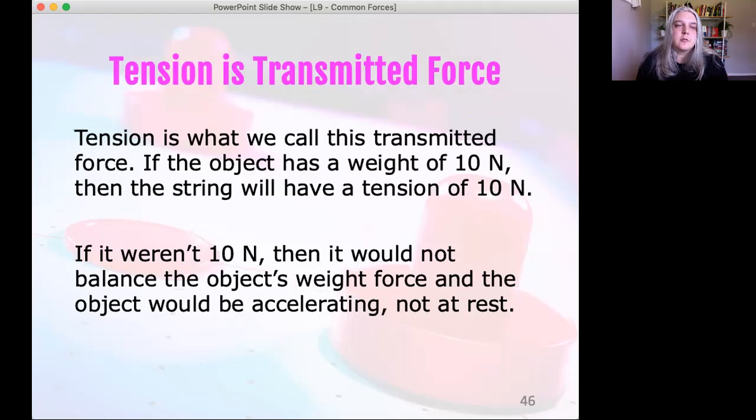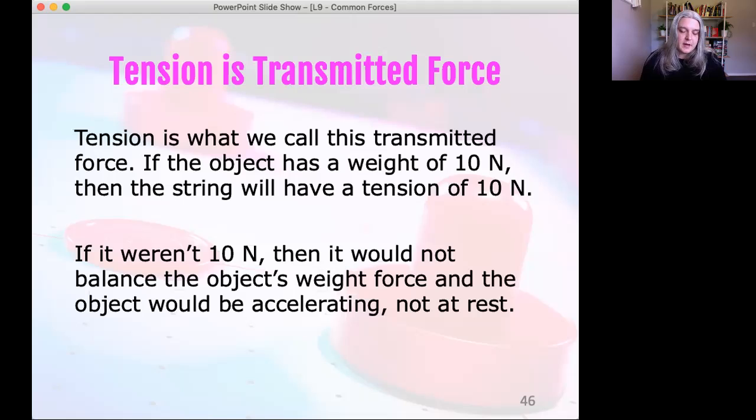Tension is transmitted force. So the idea is the weight of that object is being transmitted from the object to the hook that's supporting it via the string. So if the object has a weight of 10 newtons, the string will have a tension of 10 newtons. If it weren't 10 newtons, then it would not be enough to balance the object's weight force, and the object would be accelerating, not at rest. So the tension in the string is always just going to be equal to the weight force of what it's supporting.